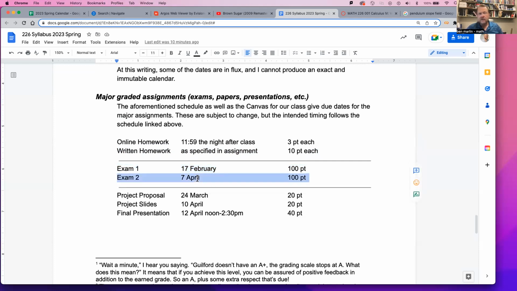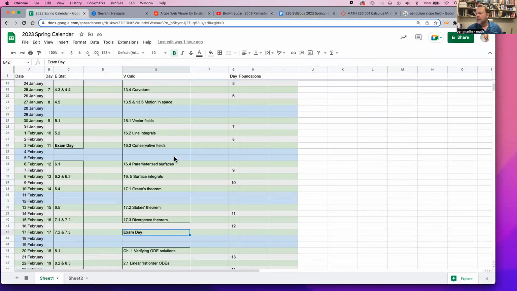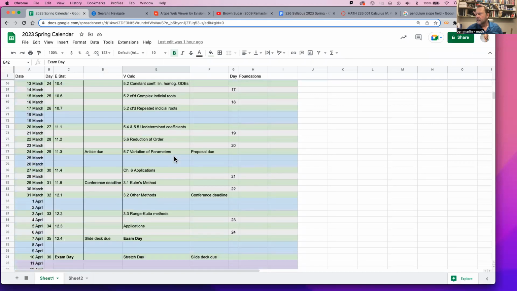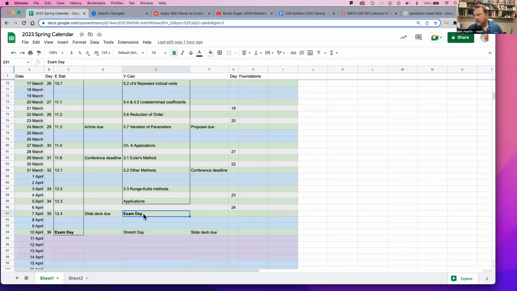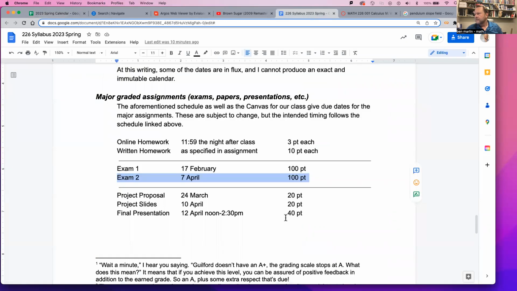Then exam 2 is going to be on the 7th of April. That should be right at the end. Look down through here. Yeah, that is the Friday before reading day on the following Monday. So it shouldn't be too rough. Okay.